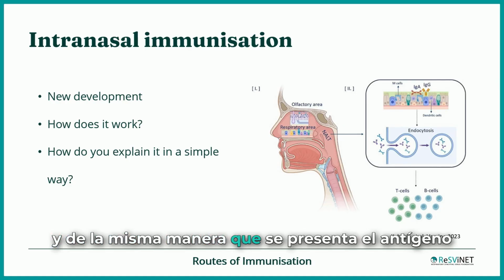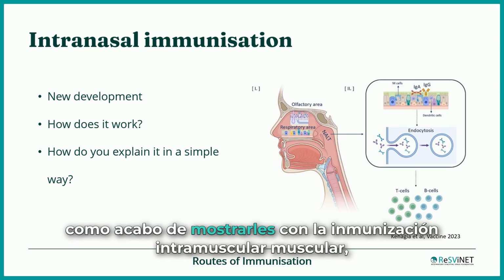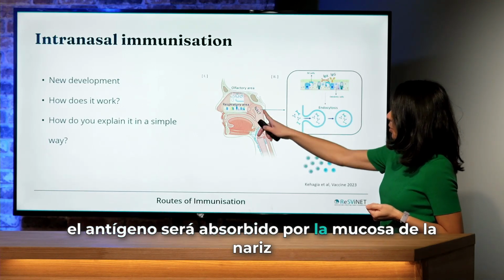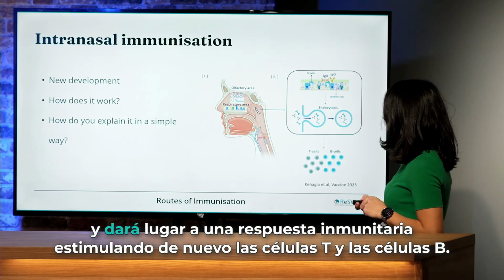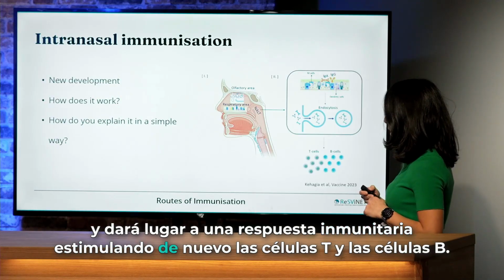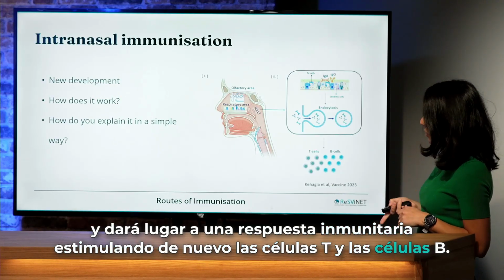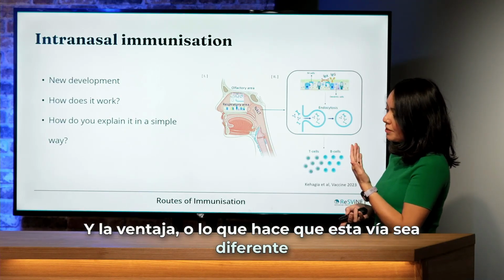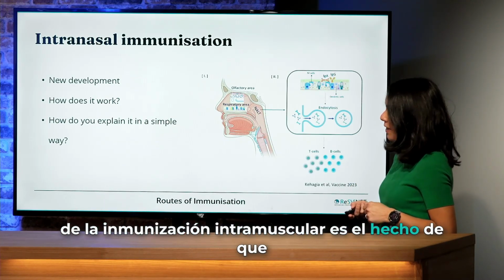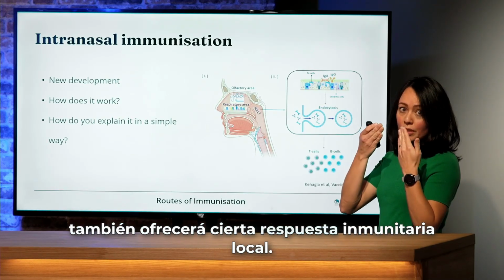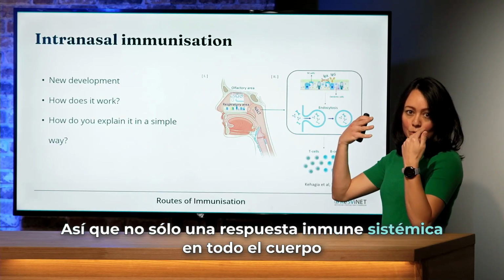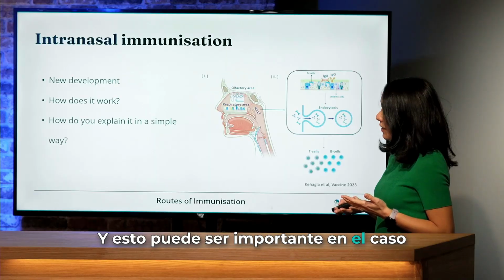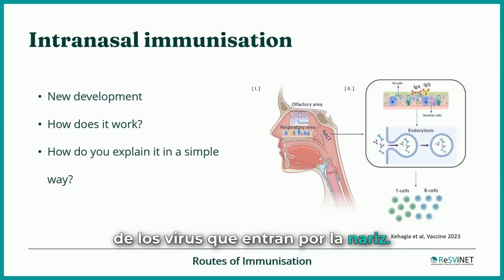And then in the same way that the antigen is presented, like I just showed you with muscular immunization, the antigen will be absorbed by the mucosa of the nose and will lead to an immune response by again stimulating the T cells and the B cells. And the advantage, or what makes this route different from the intramuscular immunization, is the fact that it will also offer some local immune response. So not only a systemic immune response in the entire body, but also a local immune response. And this might be important in the case of viruses that will enter through the nose.